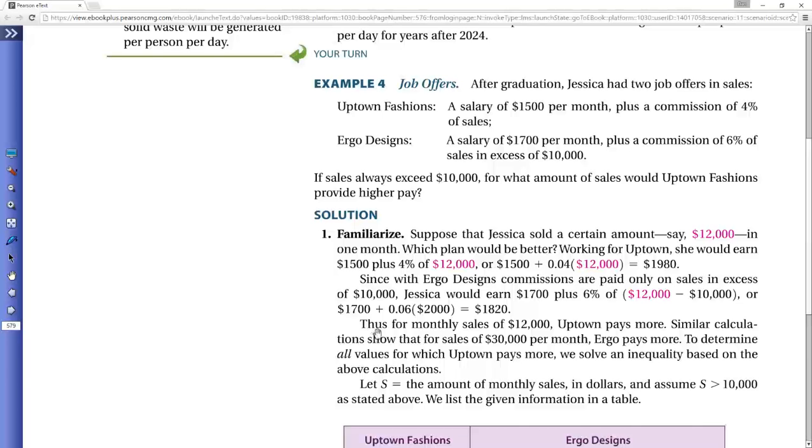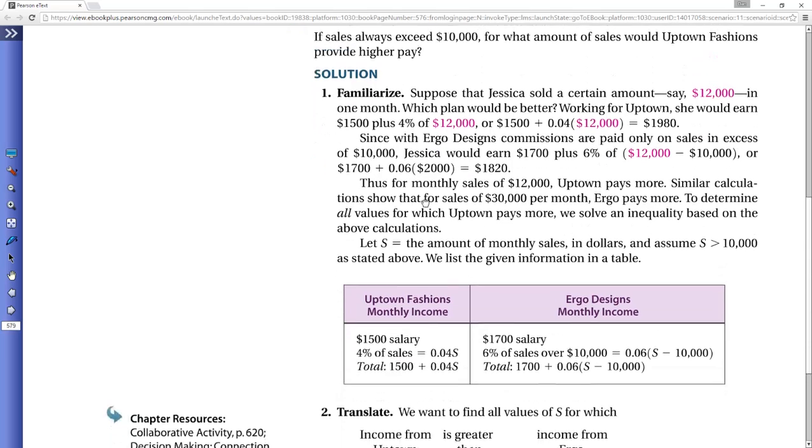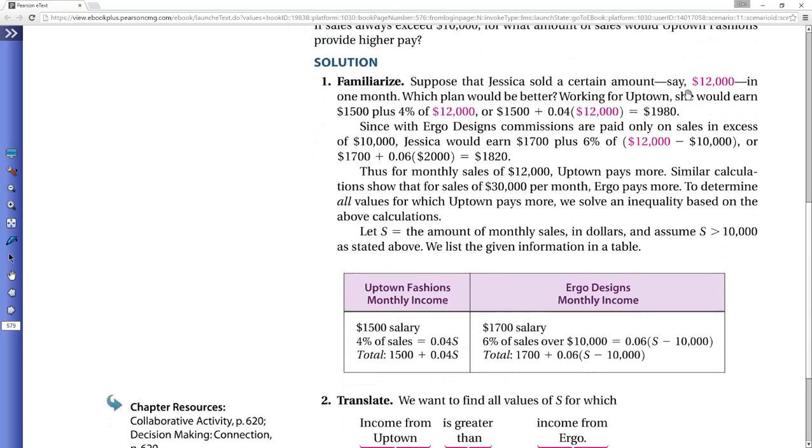Well, let's look at this thing. We need to organize our information and try to get data and put it together so we can get some inequalities to solve, right? Suppose that Jessica sold a certain amount, say $12,000 in 1 month. Which plan would be better? Working for Uptown, where she'd earn $1,500 plus 4% of her sales, okay? Right here they figure it out.